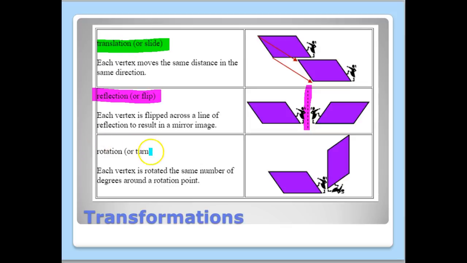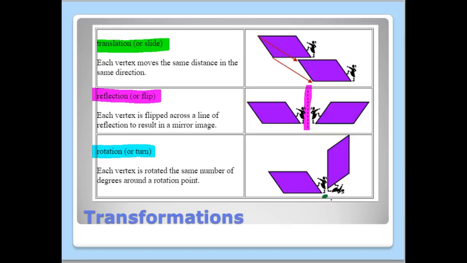Now remember, rotation is when we turn, and we have one point usually that we're rotating around. In this case, we're rotating around this point right here, and it's being rotated by a certain number of degrees and is being rotated clockwise, or possibly counterclockwise, depending on which way we're going, okay?